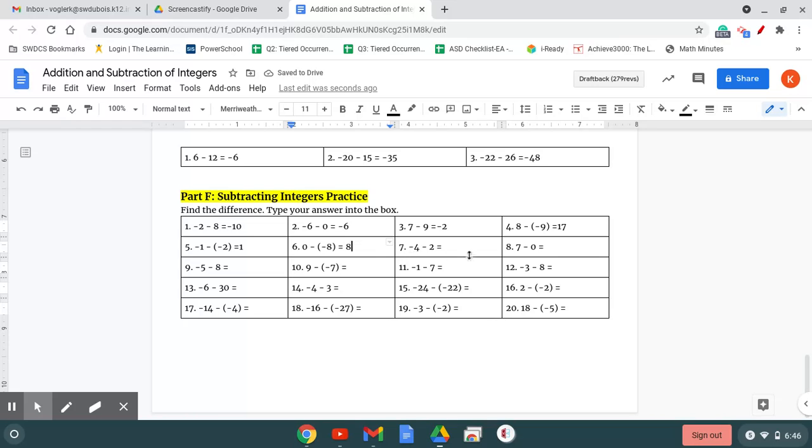Right, try number 7 on your own. So we have negative 4 minus 2. Same sign. Keep the sign and add. So 4 plus 2 is 6, but our sign for both of those are negative, so it's going to be negative 6. So negative 4 minus 2 equals negative 6.